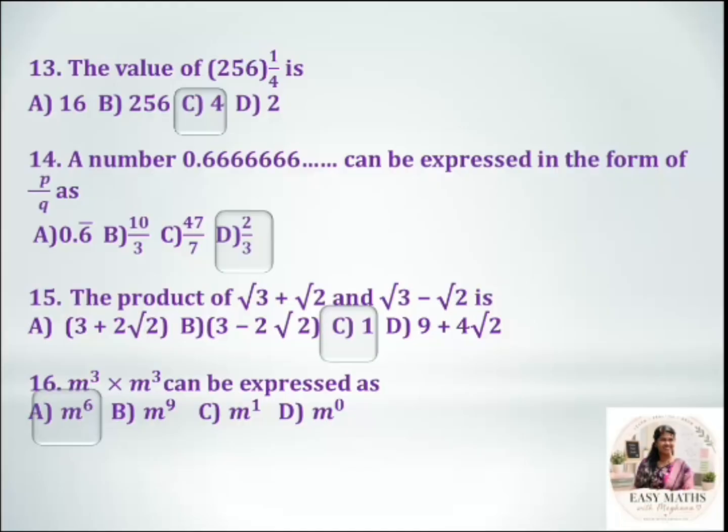Question number 15. The product of root 3 plus root 2 and root 3 minus root 2 is. Here apply the formula (a plus b) into (a minus b) is equal to a square minus b square. The value of a is root 3, the value of b is root 2. Root 3 whole square is 3, root 2 whole square is 2. So 3 minus 2 is 1. So question number 15, the answer is option C, 1.